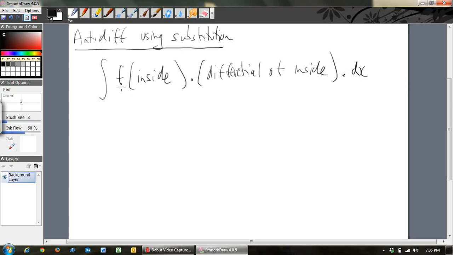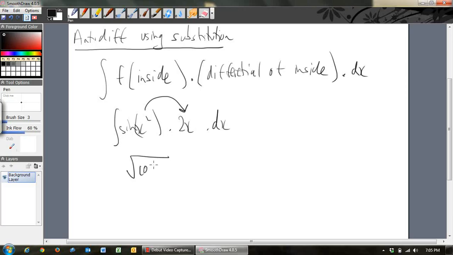An example of this might be just something silly. What if you get, say, let's say sine of x squared, and you've got that times 2x dx? Can you see how the inside function here, x squared, you can see there's the differential of that, the derivative of that, and so that's really nice.